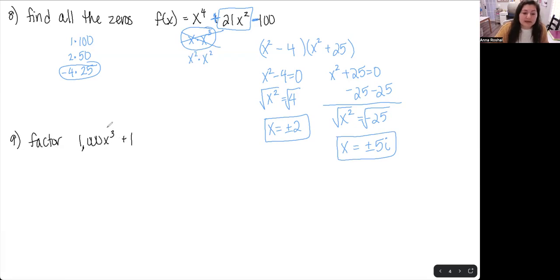I know that this is a cubic function. And I always forget this. I think it's SOAP, is the mnemonic.